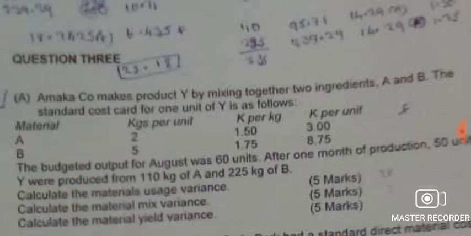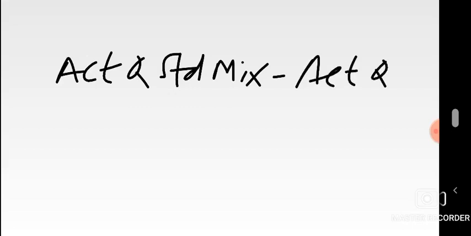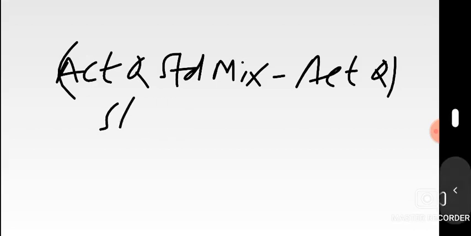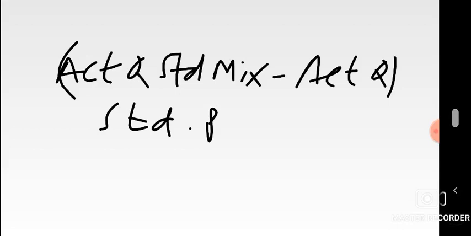So let's find the material mix first. How do you find the material mix variance? Same details as we used last time, but I'll show you the formula first. Material mix variance is actual quantity in standard mix minus actual quantity, times, of course, the standard price. So that's your formula, and that's what you're working with to find the material mix variance.